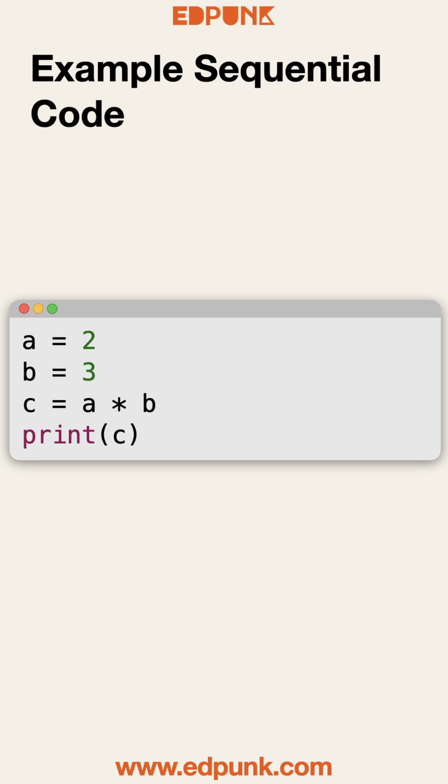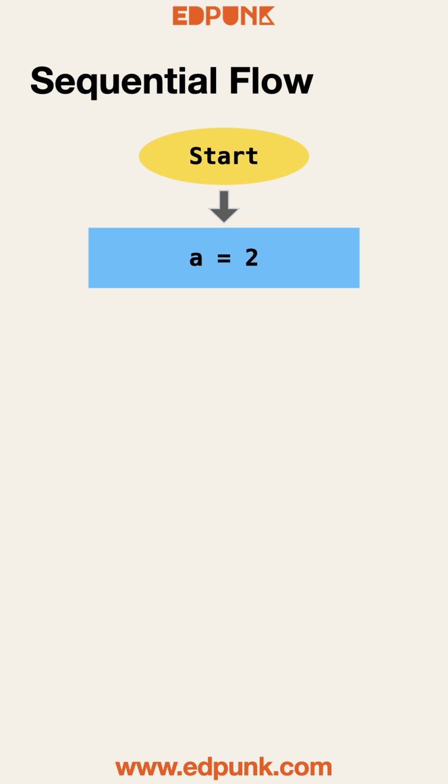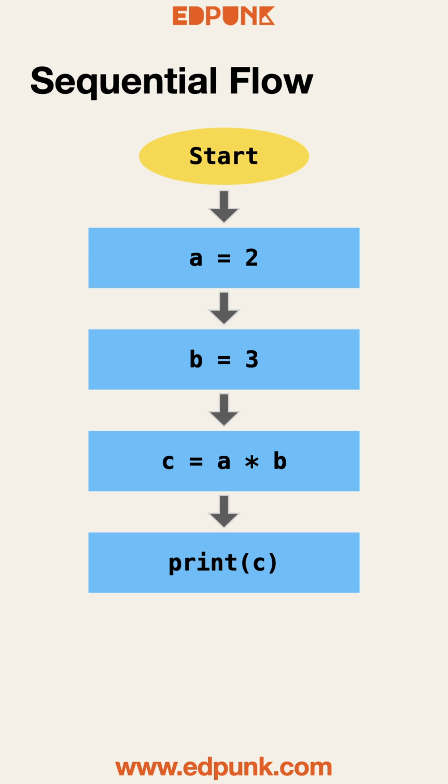The execution of this code can be represented in the form of a flowchart. The flow begins when the program is started or executed. Next, A is assigned the value 2. Next, B is assigned the value 3, followed by C, which is computed as A into B, followed by the execution of the print function. As there are no more statements, the code execution stops.